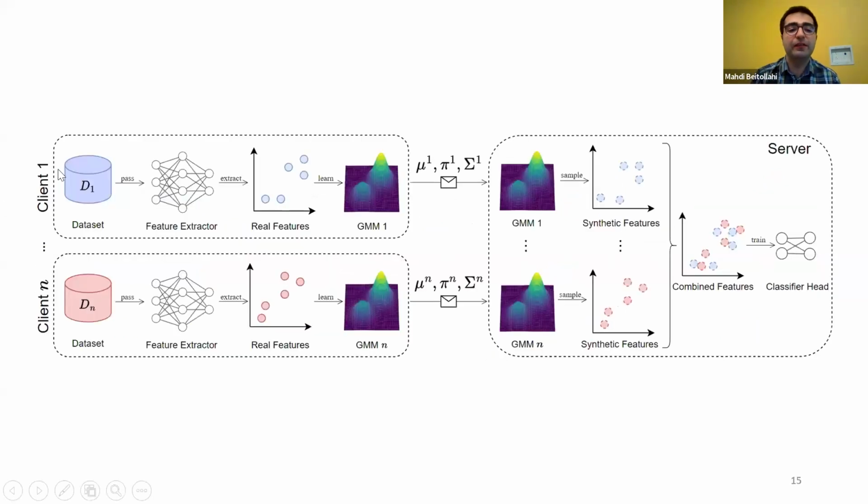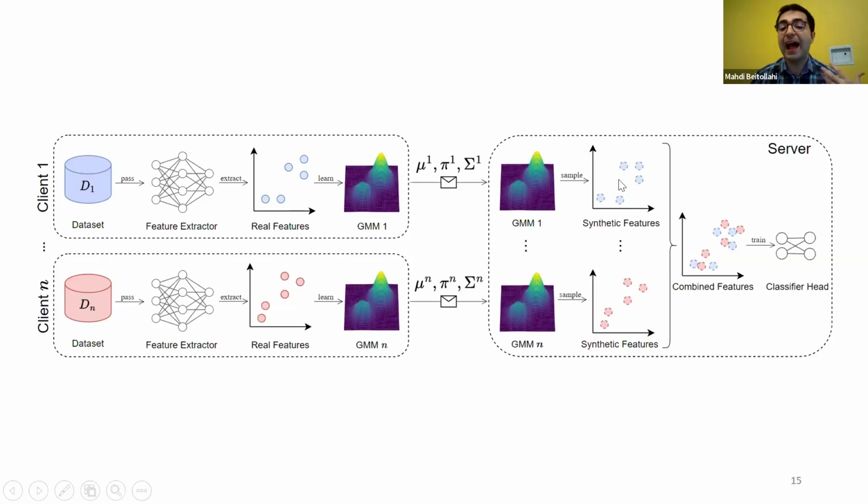Now, we can explain this whole label of this dataset with this probability distribution and its parameters. Here, we're going to do the same thing for every client, and we're going to send the parameters of this probability distribution, which are mu, pi, and sigma, representing the mean, mixture weights, and the covariance of this probability distribution, to the server.